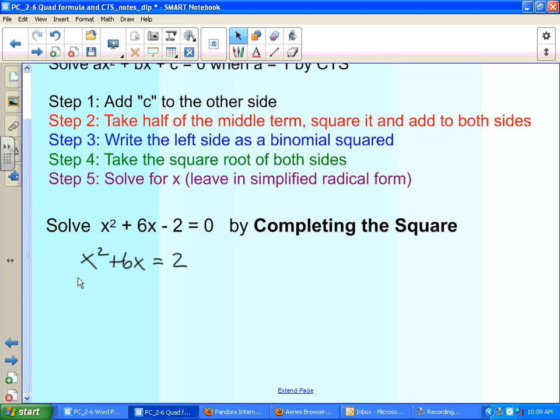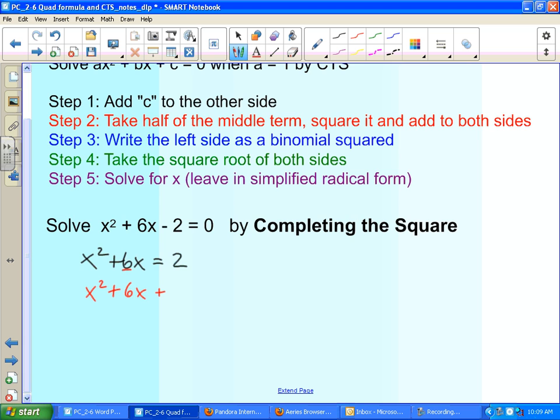Nice catch. All right, so in red, step number 2. Stop me if you guys have questions or anything. But again, I just want you to watch this process here. Half the middle term. All right, we know our middle term is this 6. So I'm going to take half of that, square it, put it to both sides. So that would look like this. X squared plus 6x. We leave those still there.